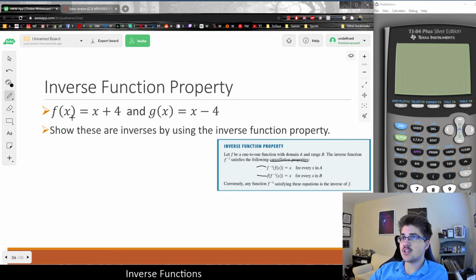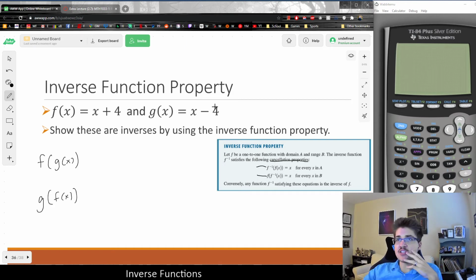So if I was going to check f and g here to see if they were inverses, I would want to see, well, what happens if I take f of g of x? And what happens if I do g of f of x? What should happen, if g and f are inverses, is those should cancel out, and all I should be left with is x. That's it. Basically all of the algebraic behavior of those functions should properly cancel each other out. If they don't properly cancel, they are not inverses.